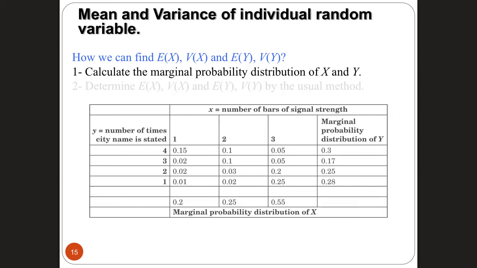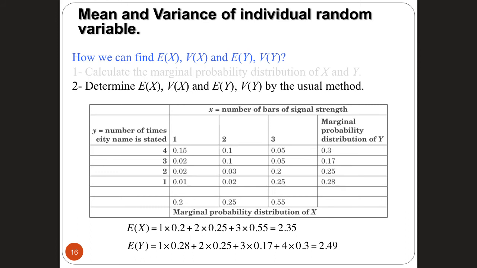So you calculate the marginals, that's the first thing. We get this and this, that was the first step. And then the second step is use the marginal, for example, to calculate the expected value of x. So value times probability, value times probability, value times probability added together. That's the definition of the expectation, right?